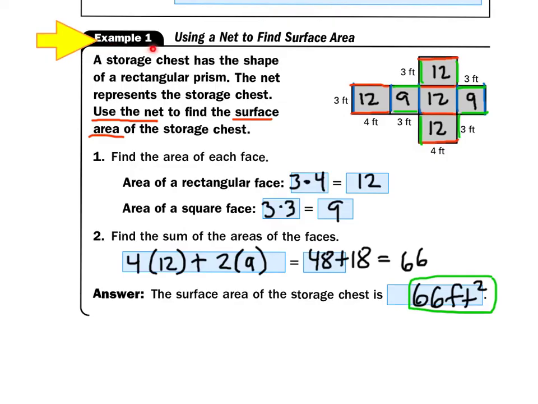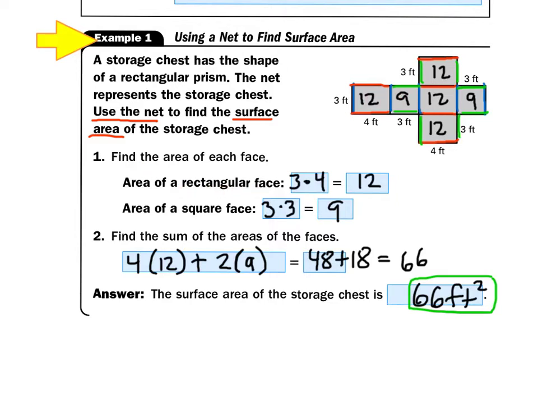Okay, so take a look at example one. One way to do the surface area is to use the net. So let's say I had a storage chest that has the shape of a rectangular prism. The net represents the storage chest. Use the net to find the surface area. So if I had a rectangular prism, that means I had four rectangular walls and two walls that were square, based on the measurements they gave me here. And so I would find the area of each of the faces or each of the walls.